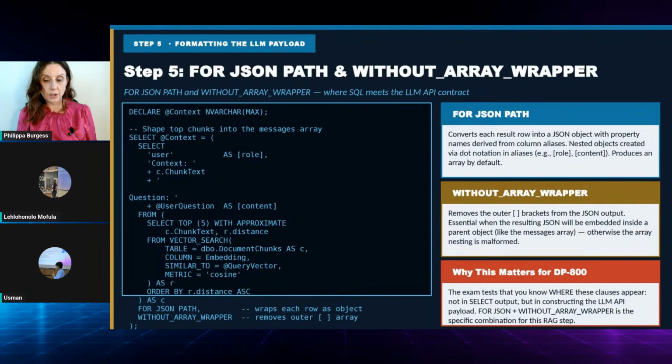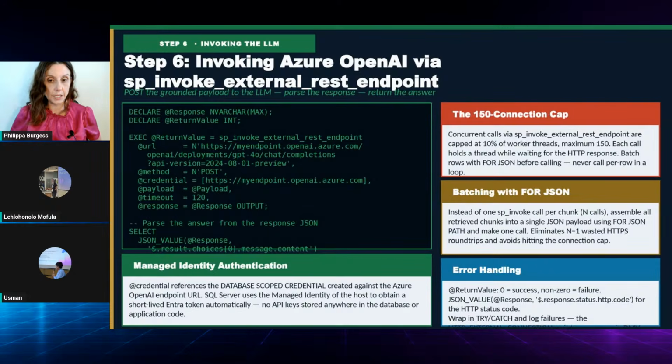And why this matters for DP-800 is the exam tests that you know where these clauses appear, not in SELECT output, but in constructing the LLM API payload. FOR JSON plus WITHOUT_ARRAY_WRAPPER is the specific combination for this RAG step. So again, everything we're doing here is applying that context.